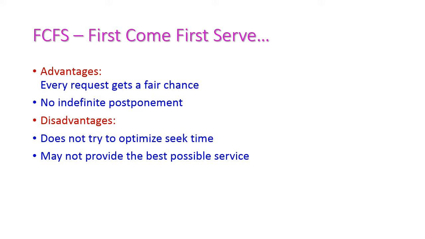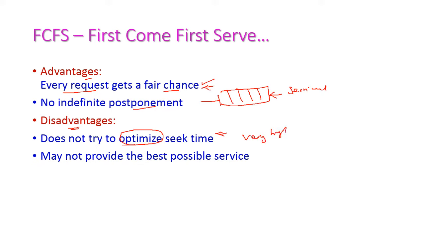The advantage of the first come first serve scheduling algorithm is that every request gets a fair chance of being serviced and there is no indefinite postponement, that is, all the requests which are available in the queue will get serviced. When it comes to the disadvantage, it does not provide optimized seek time, because the seek time in FCFS is very high. That is, it provides very slow service, and it may not provide the best possible service, right?